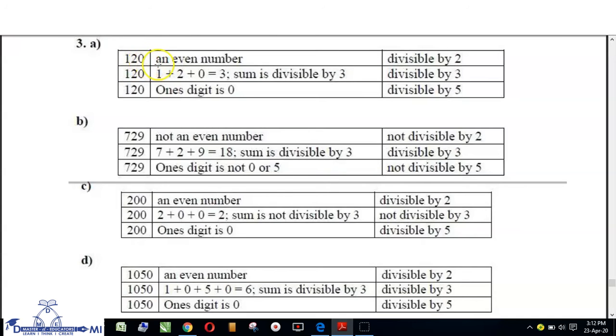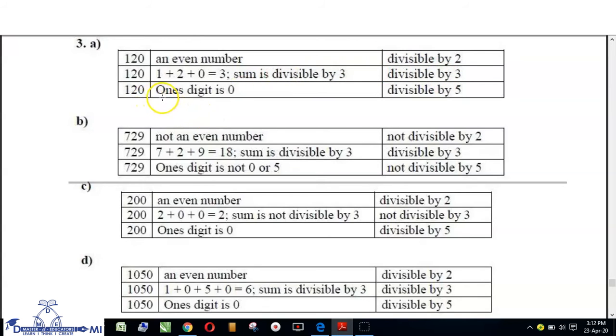So let's take 120. What is this 120? It's an even number. And is this even number divisible by 2? Yes, it is divisible by 2. Now, second step, 120. What is the sum of digits of 120? 1 plus 2 plus 0, that is 3. Is that sum divisible by 3? Yes. So the number is divisible by 3 as per the rule.